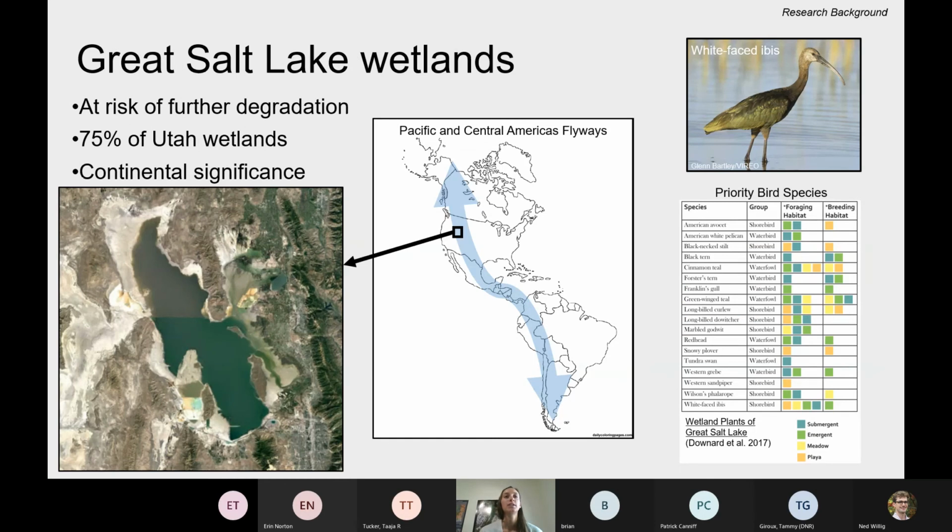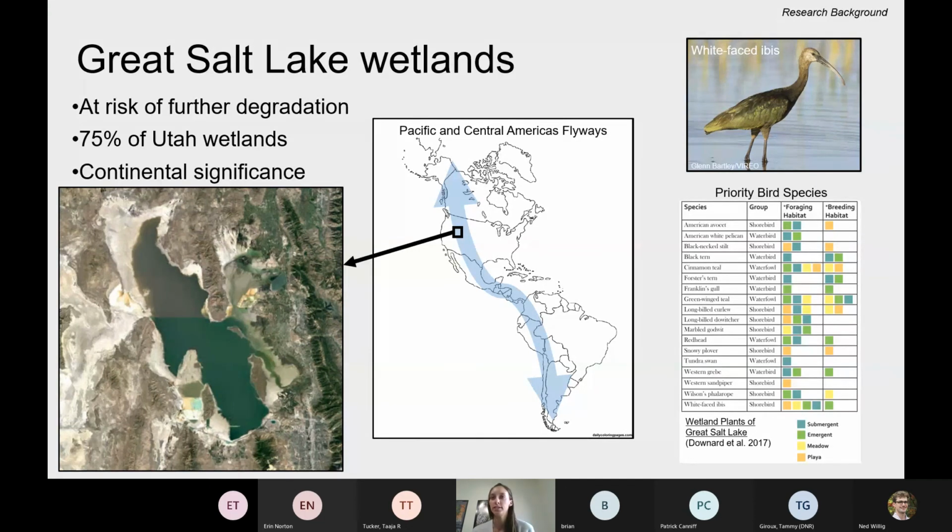So the Great Salt Lake is the largest terminal lake in North America. It's located in northern Utah. And like a lot of wetlands everywhere, it's at risk of further degradation, and it's associated with a whole laundry list of environmental challenges. It makes up about 75% of Utah's wetlands, and it's of continental significance because of its location along the Pacific and Central America's flyway. So over 250 migratory bird species rely on these wetlands as a place to rest, cover, and also for food.